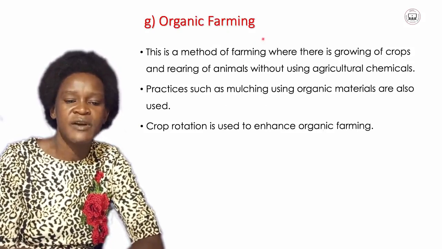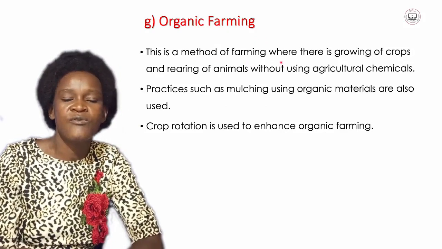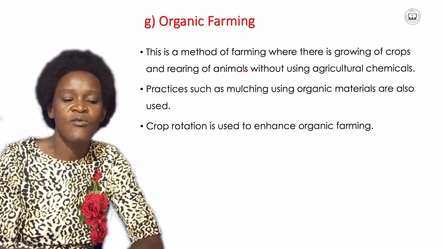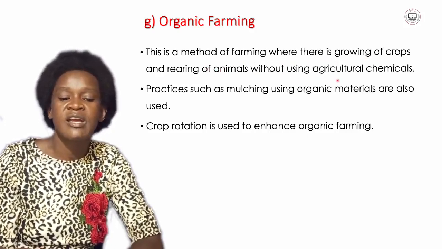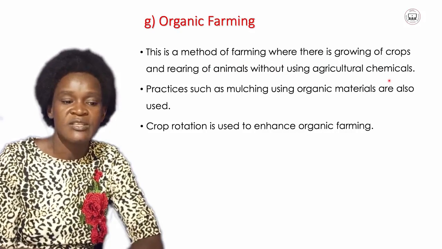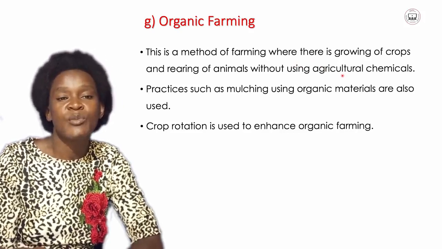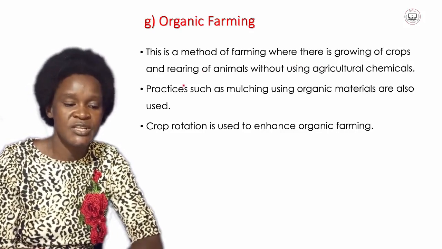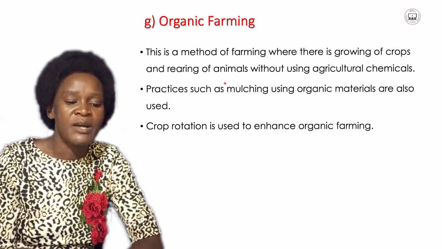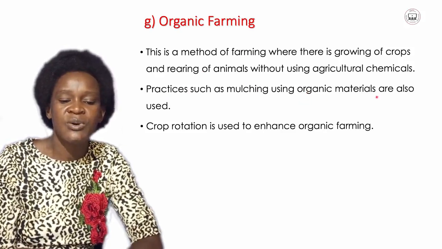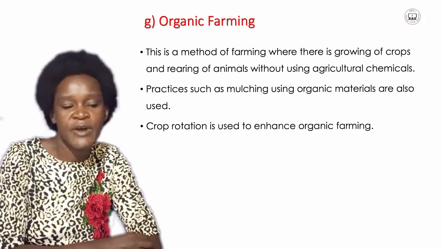Then we have organic farming. This is a method of farming where there is growing of crops and rearing of animals without using agricultural chemicals. Most of the time we say this kind of farming is environmentally friendly, just because chemicals are not used. Practices such as mulching, using organic materials are used. Crop rotation is used to enhance organic farming.